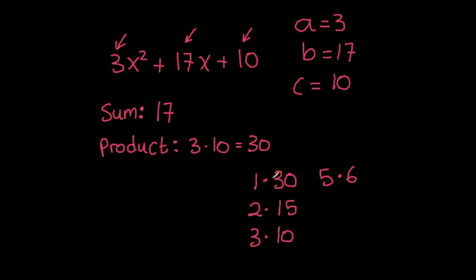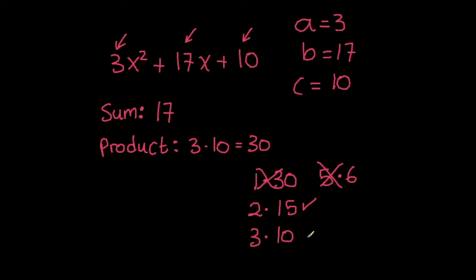Okay, so 1 times 30, 1 and 30 add up to 31, so we don't want that. 5 and 6 add up to 11, we want 17, so we don't want that. 2 and 15 add up to 17, which is perfect. Okay, they multiply to 30 and also add up to 17.